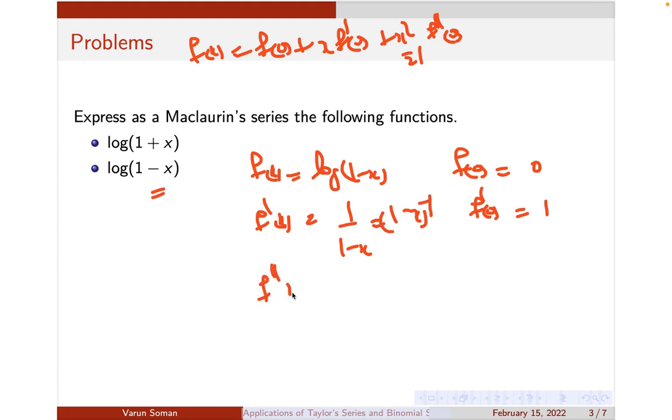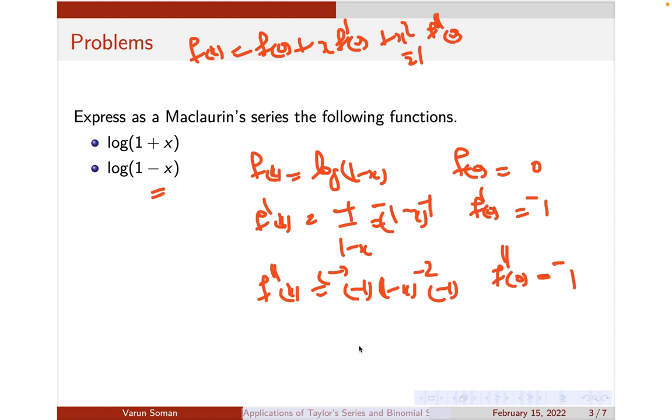And what is your f double dash of x? F double dash of x is again minus 1 into 1 minus x raised to minus 2 into again minus 1 factor would be there. Okay, so f of x is log 1 minus x, f dash of x is 1 by 1 minus x into, sorry, there's a slight mistake here. F dash of x is 1 by 1 minus x into again minus 1. So your f dash of 0 would be minus 1. When you take differentiation, it will be minus of minus 1 minus x raised to minus 2 into minus 1. So f double dash of 0 also will be minus 1.